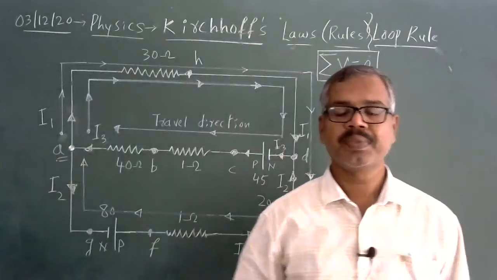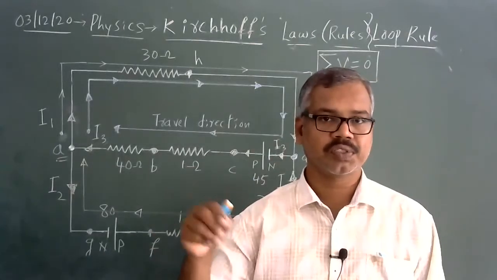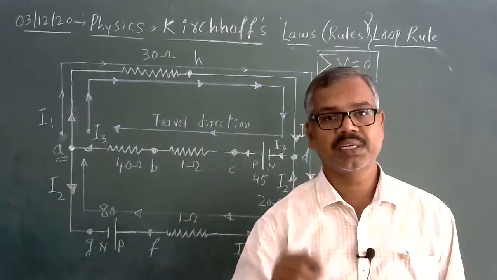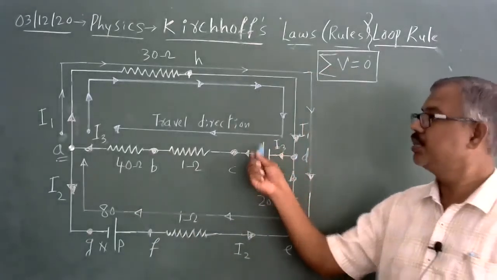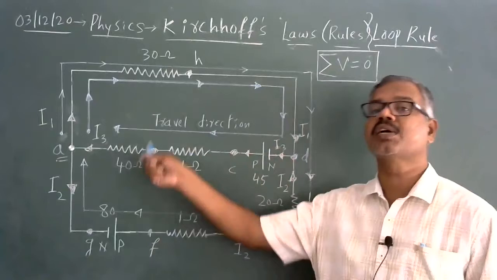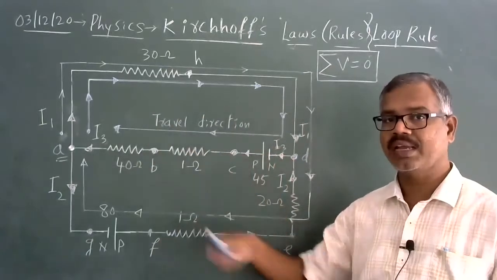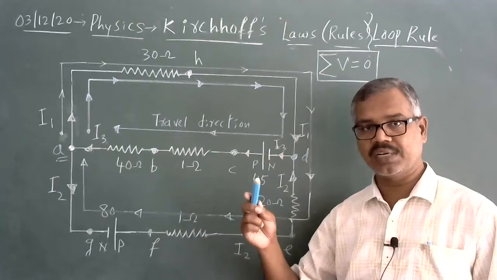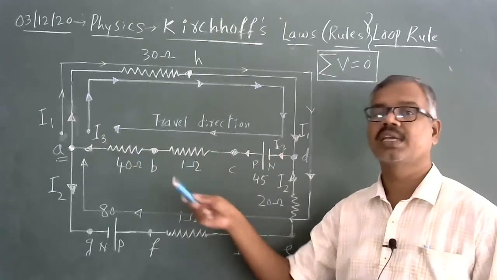What is the statement? Kirchhoff's loop rule, or voltage law, says that the algebraic sum of the EMFs plus potential differences across the resistors in a closed loop is 0. I repeat, the algebraic sum of EMFs plus potential differences across the resistors is equal to 0.